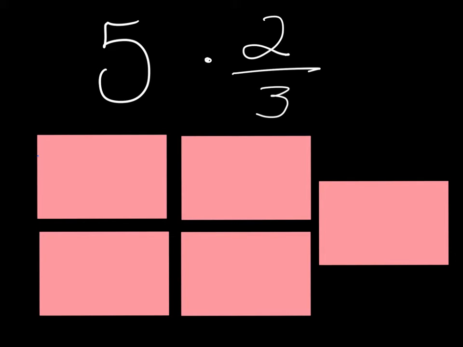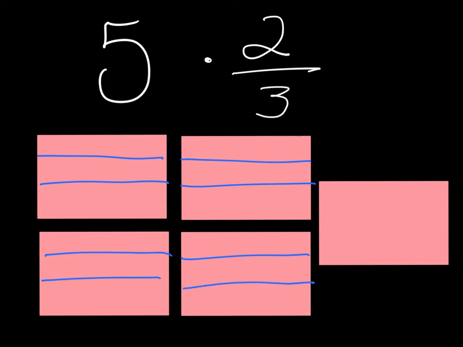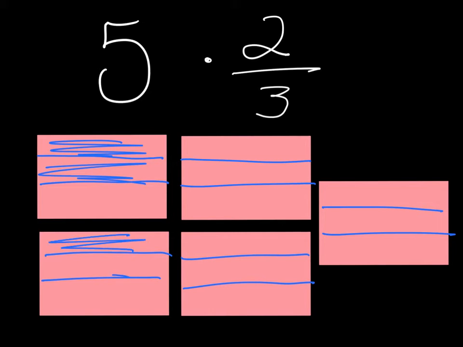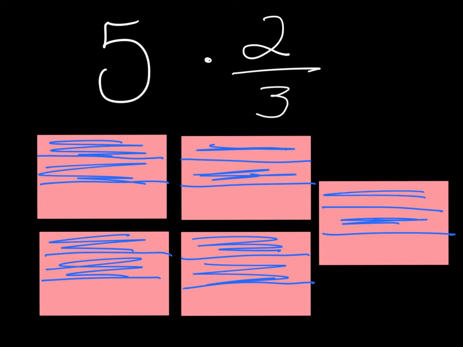So you have to think, okay, I'm getting 2/3 of each of these. So I'm cutting them into thirds. I'm sorry for them not being exact. So I get 2/3 of each of these. Then let's see how many thirds that is: 1, 2, 3, 4, 5, 6, 7, 8, 9, 10. So I could say I have 10 thirds.